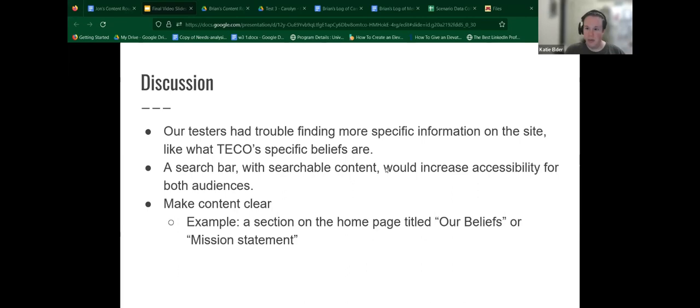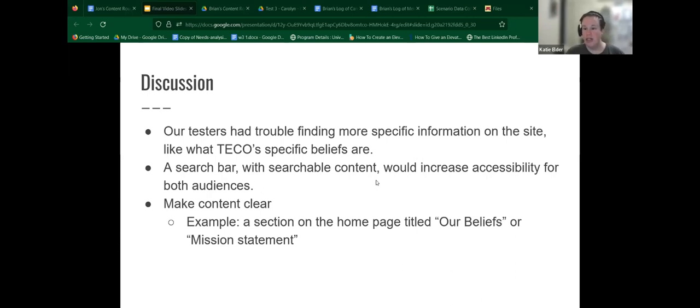The TECO website was good about giving testers basic information about the TECO group, but testers tended to struggle with finding more specific information, like finding what TECO's specific beliefs or values are. If you add a search bar to the site, your audience will have an easier time accessing the information they want and need. So making your content very plain and clear will help with this recommendation too.